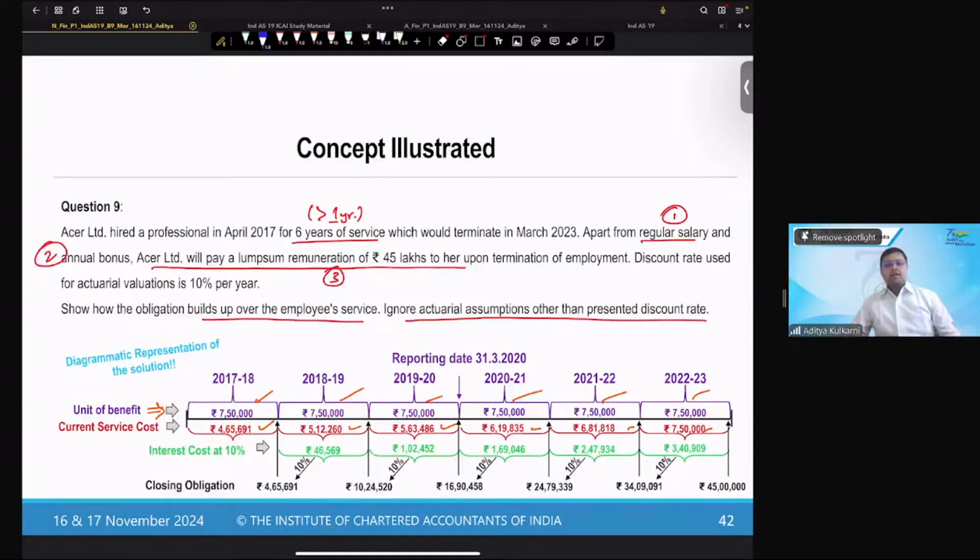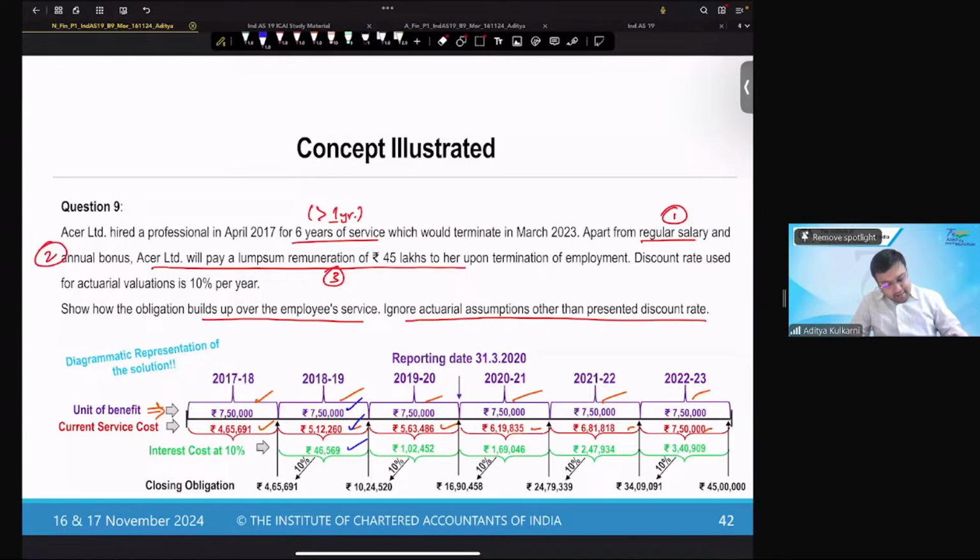In the second year, my employee is getting entitled to another unit of benefit, whose value is 7,50,000. But in today's terms, it is worth 5,12,260. So the current service cost for year 2 is 5,12,260. And additionally, I have an unwinding of discount amounting to 46,569. Are we able to understand now? Yes, sir. Did you understand?